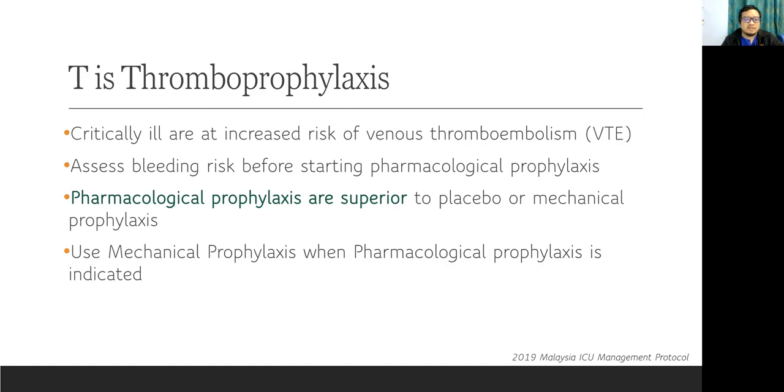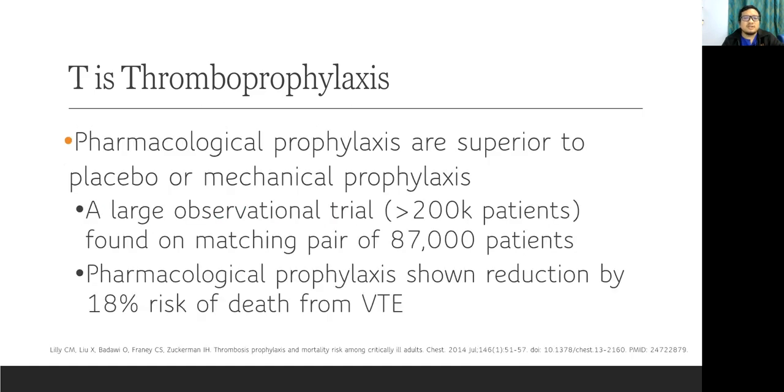When pharmacological prophylaxis is truly contraindicated, you use mechanical prophylaxis, okay? There is some typo error here. Pharmacological prophylaxis is superior to placebo or mechanical prophylaxis. This is shown in a large observational trial of more than 200,000 patients, with a matched pair of 80,000 patients, when they compared direct pharmacological prophylaxis to placebo or mechanical prophylaxis. Pharmacological prophylaxis showed an 18% reduction in risk of death from VTE.